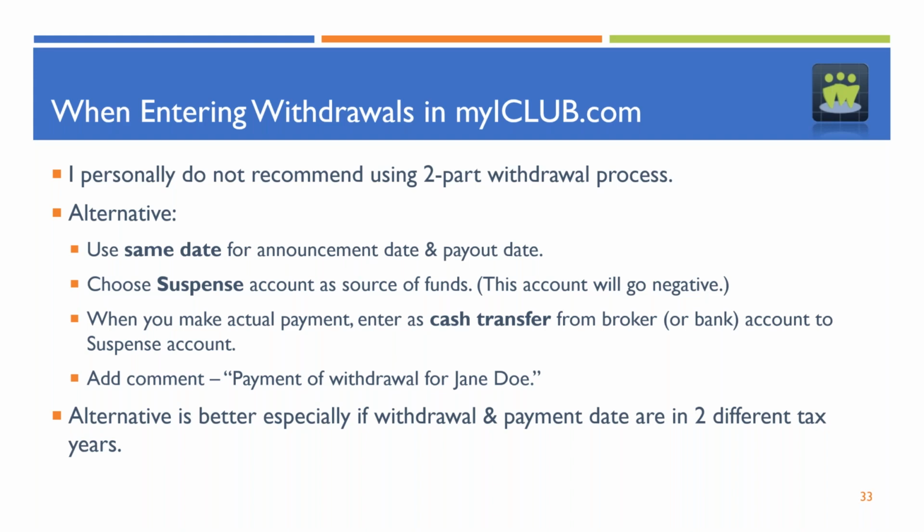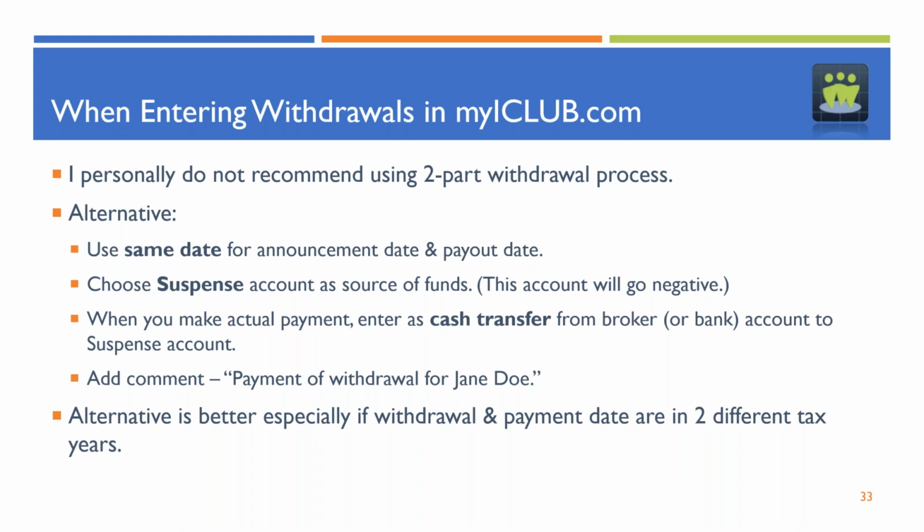Then you can choose the suspense account as the source of funds. That goes negative. And then when you actually pay them, you can have a time lag from payment. You just do a cash transfer from the broker or the bank, if you're paying it from the bank, to the suspense account. Now that negative balance in the suspense account will remind you that you owe someone a withdrawal. I would put a comment when you're doing that, like payment for withdrawal for Jane Doe.